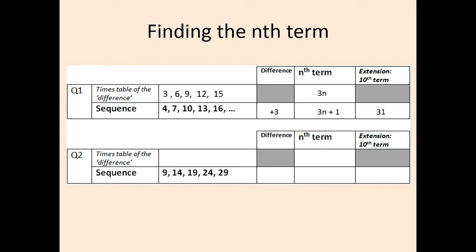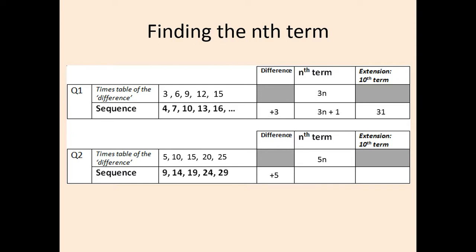Question 2 now. How do you work out the nth term of this sequence here? 9, 14, 19, 24, 29. What is the difference? You add 5 each time. List the 5 times table. The nth term for the 5 times table would be 5n. How has the times table sequence been shifted compared to the sequence given?